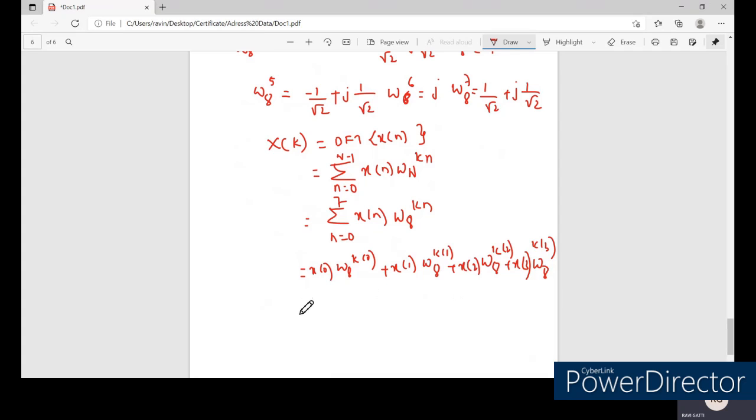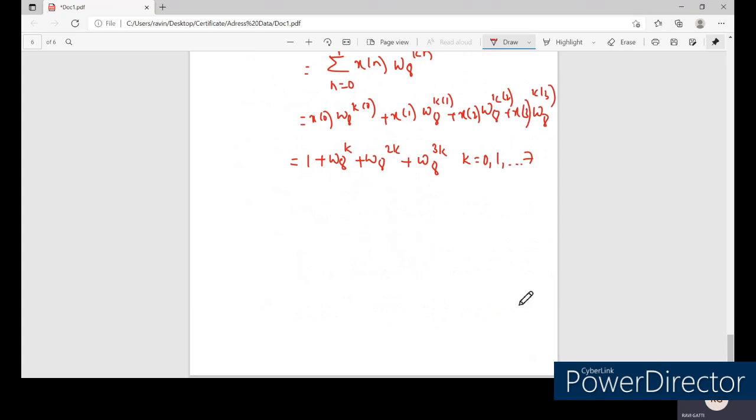If I simplify this expression, you'll get 1 plus omega 8 to the power of k plus omega 8 to the power of 2k plus omega 8 to the power of 3k, where k takes the values 0, 1, and so on up to 7. So now let us find them one by one.